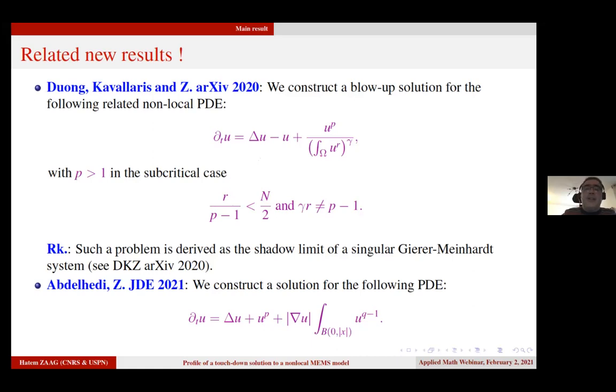Of course, later you may think of the supercritical case, where this is larger than n over 2, and in that case the effect of the non-local term will be much more important than the reaction term, the u to the p. Are there any ideas about the possible profiles? You mean in the critical or in the supercritical? In the critical, at least. Yes, because we are working on that, in fact.